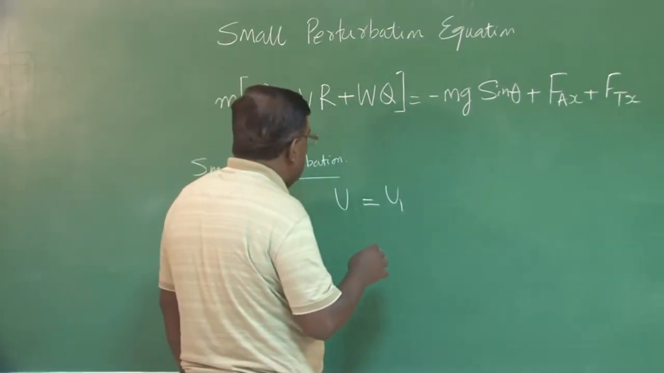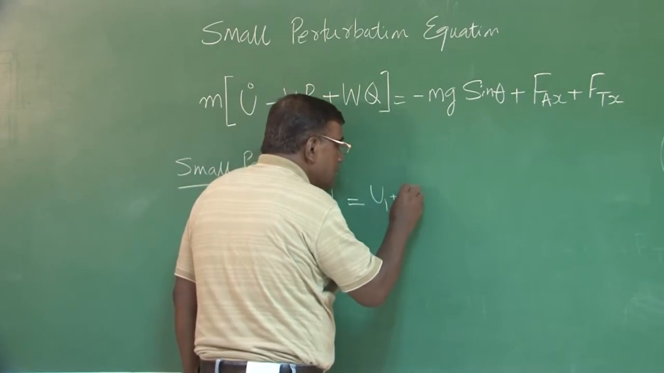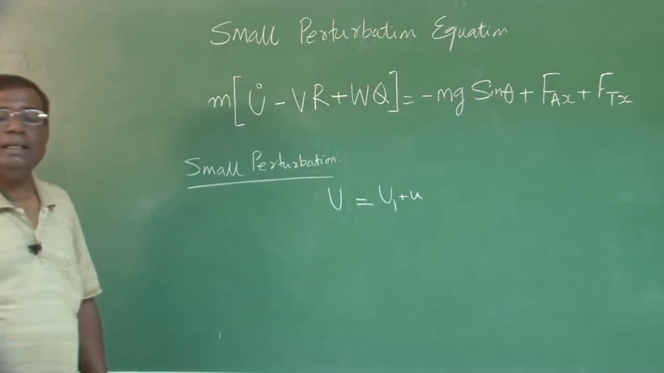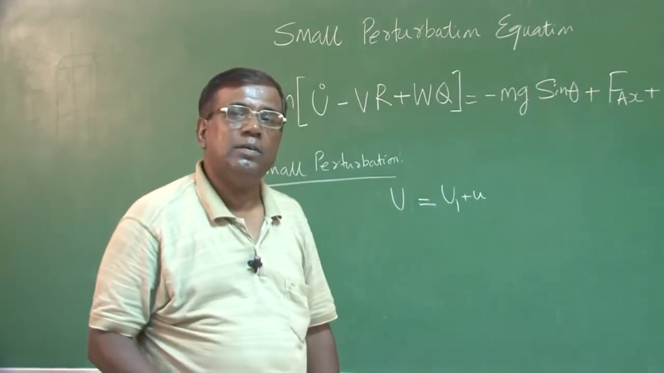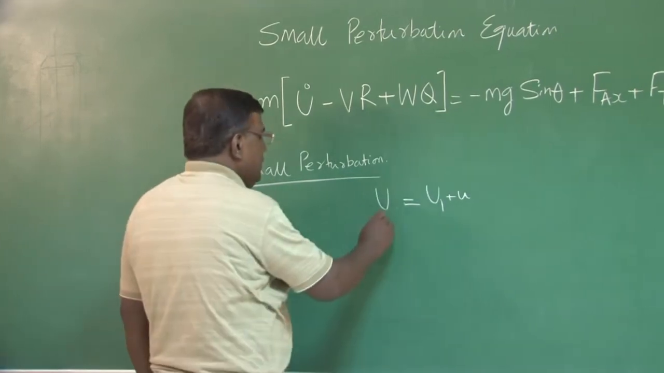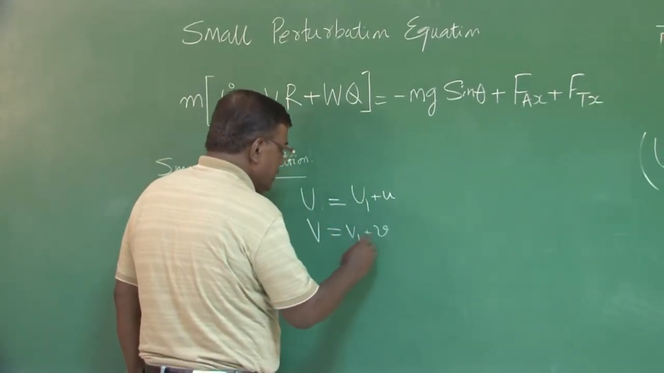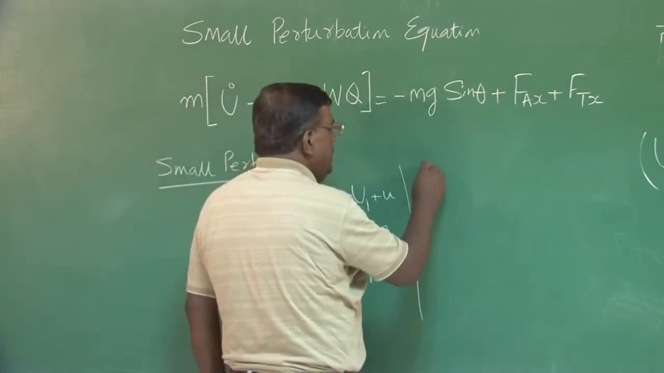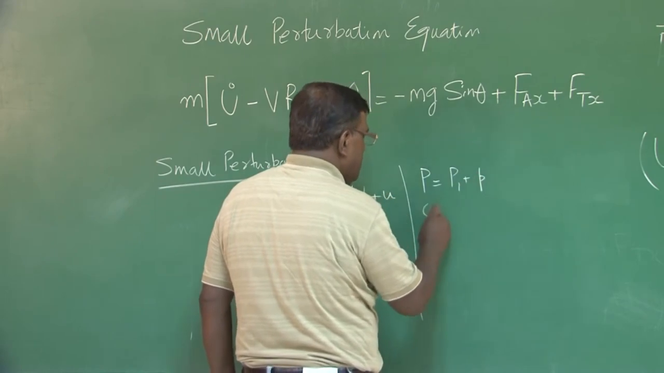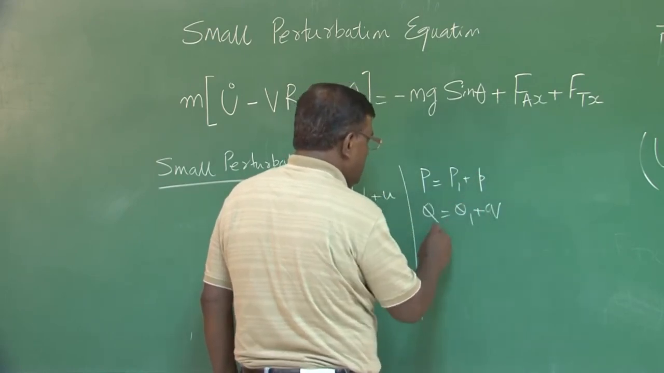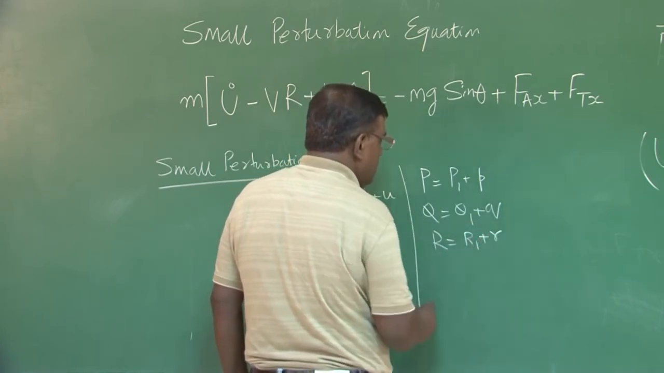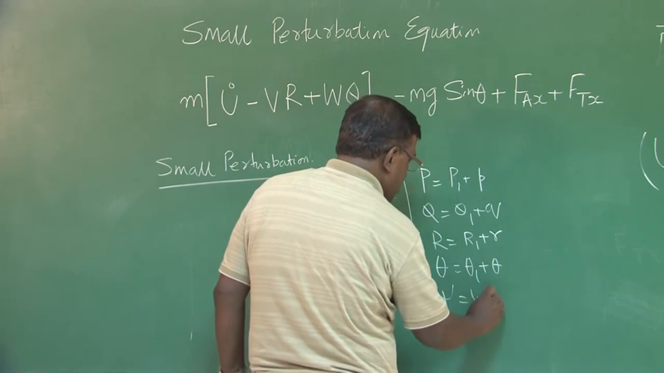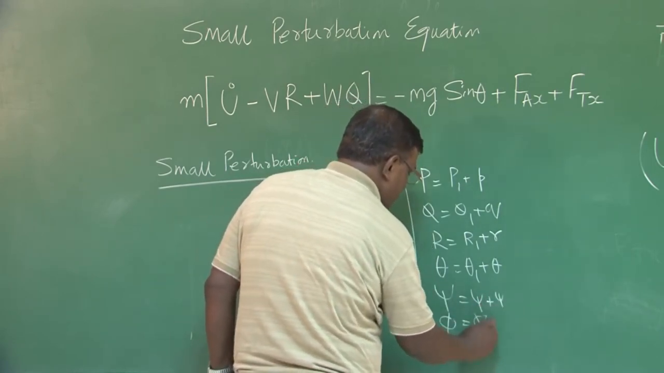So one I can write under a small perturbation is, if this is the steady state condition and this is the perturbation introduced, small u, then total velocity I can write as sum of this. That is the advantage of small perturbation under the domain of linear approximation, right? Similarly, if I say v, I write v1 plus small v, w, w1 plus small w, right? Similarly, p, I write as p1 plus small p, q as q1 plus small q, r, r1 plus small r. So theta, theta1 plus small theta, psi, psi1 plus small psi, phi, phi1 plus small phi.